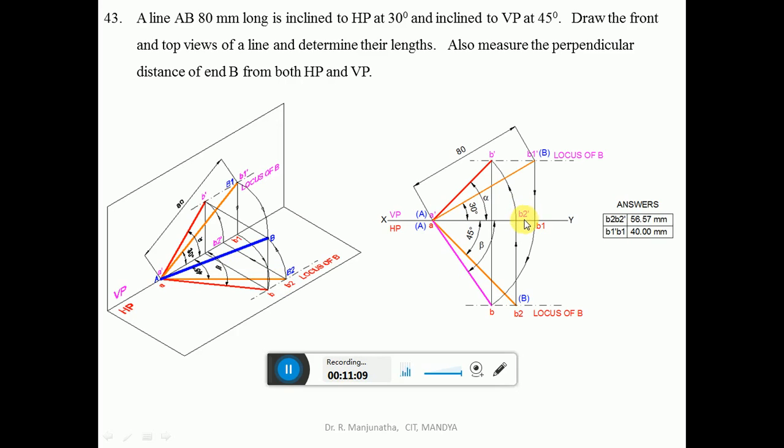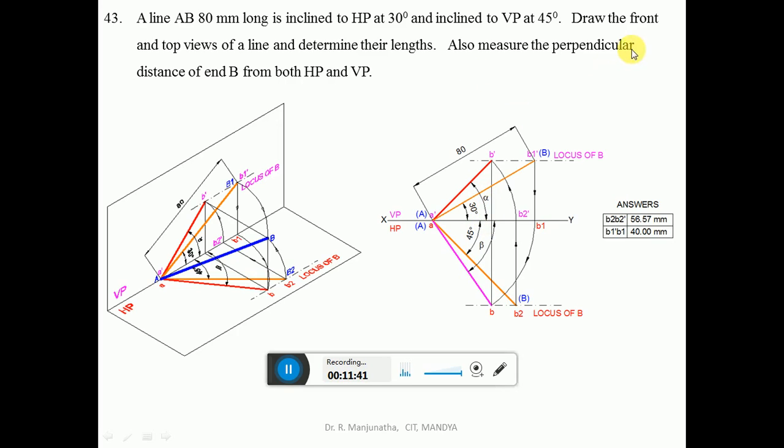Then actually in the front view, the locus of B will not be on HP, but it is above HP by this distance. So with A dash as center, taking the radius A dash B2 dash, you draw an arc using the compass such that it cuts the locus of B in the front view at this point. Then mark that point as B dash and join A dash to B dash with a dark line. So this will be the front view of AB. And denote this angle by alpha.